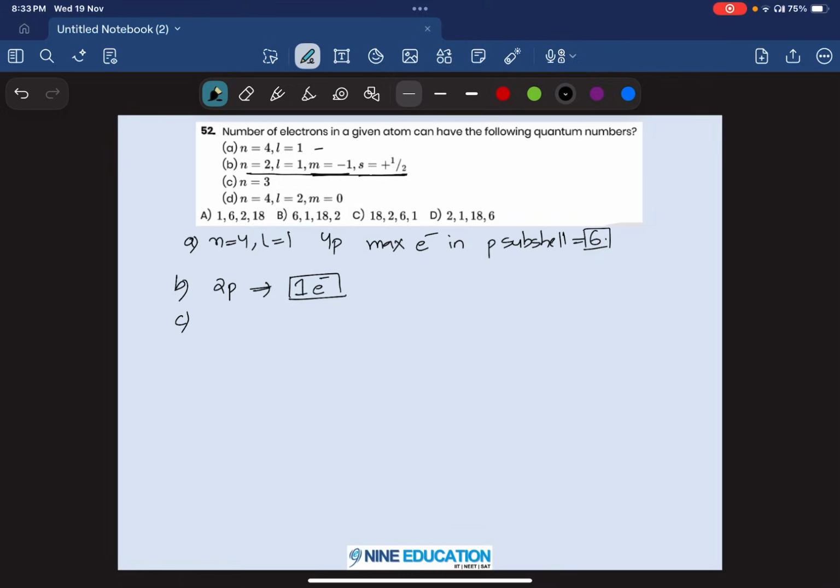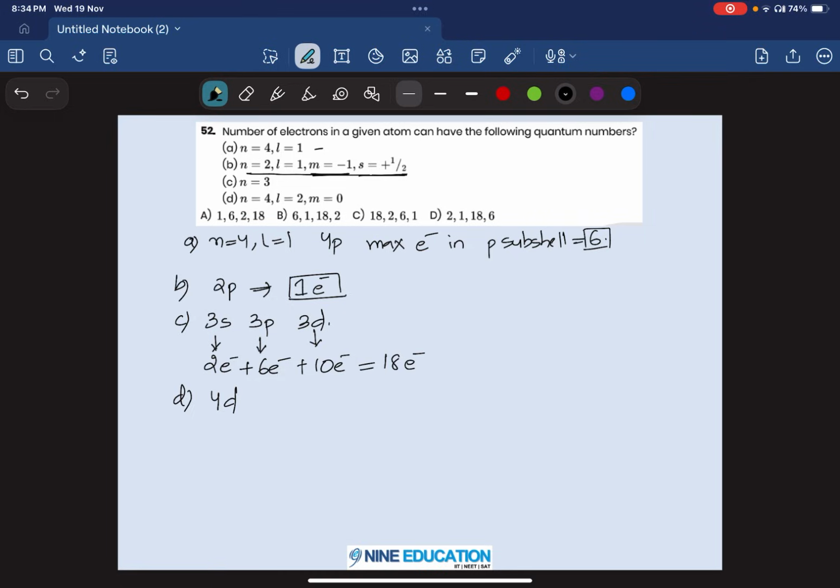Next, n is equal to 3. What types of subshells are possible? 3s, 3p, and 3d. In the s subshell, how many electrons are possible? Maximum 2 electrons. In the p subshell, 6 electrons are possible. In the same manner, in the d subshell, 10 electrons are possible. Total electrons possible in the third shell is 18 electrons. So it would be 6, 1, 18.